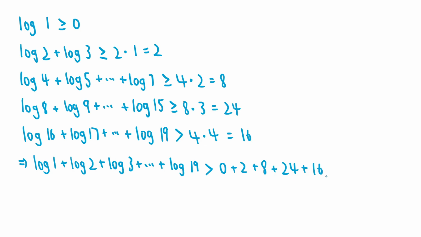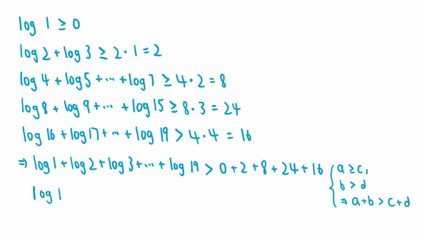The inequality is strictly greater than instead of just greater than or equal to because of the greater than sign in the last inequality. This is using some variation of the property: if A is greater than or equal to C and B is greater than D, then A plus B is strictly greater than C plus D, except with more terms. And in fact, this is the property that was implicitly used to infer the strictly greater than relation in the last group, since we used the fact that log of 17 was strictly greater than 4. Okay, so 0 plus 2 plus 8 plus 24 plus 16 is equal to 50.